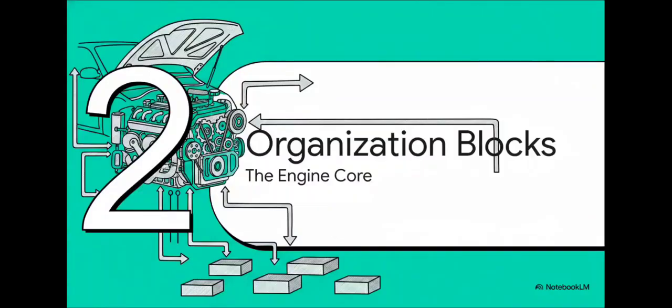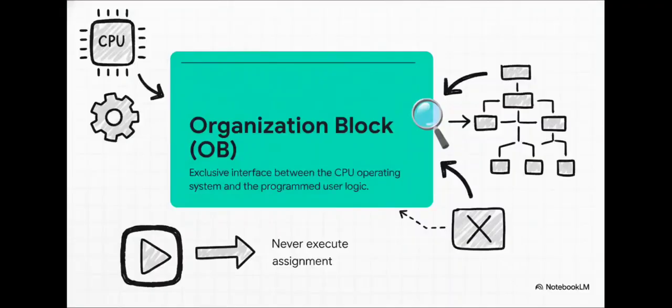All right, Section 2, Organization Blocks and Priorities, the engine core. Let's really lift the hood now. To understand the underlying architecture here, you have to understand its primary component, the organization block, or OB. By definition, an OB is the exact exclusive interface between the CPU operating system and your programmed user logic. This is a fundamental, unbreakable rule of SIMATIC PCS 7.